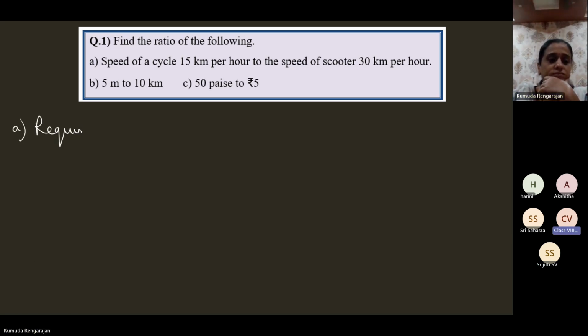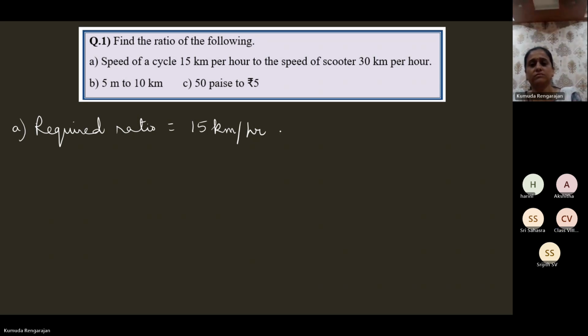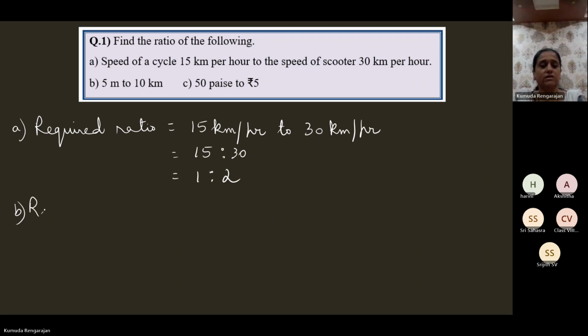Ma'am, 5 kilometer is to 10 kilometers. 5 meter. Sorry, ma'am. 5 meters. Ma'am, we need to first convert it into the same measurement. This is correct? First one, tell me if you don't understand.